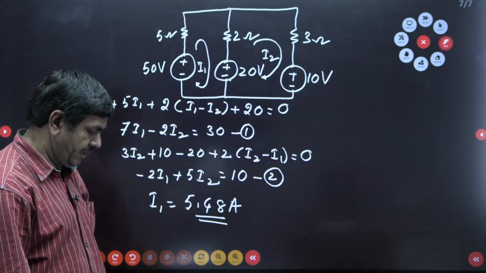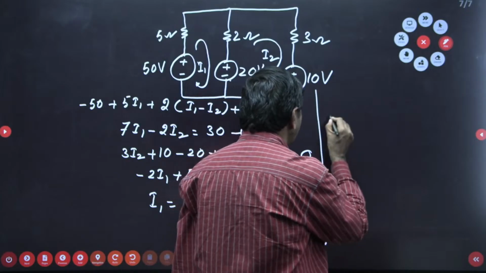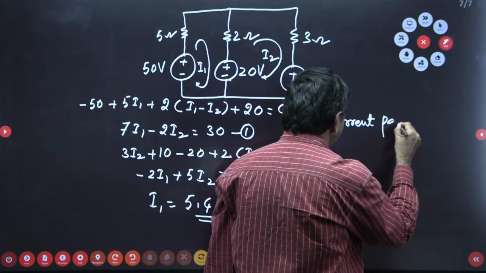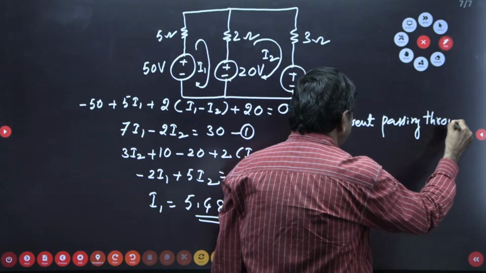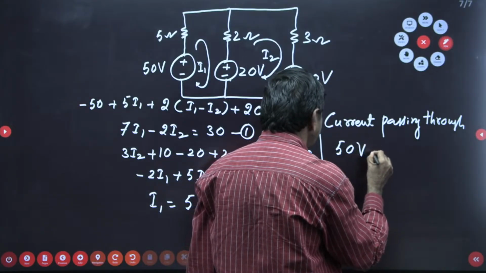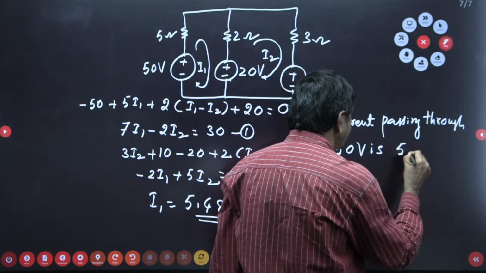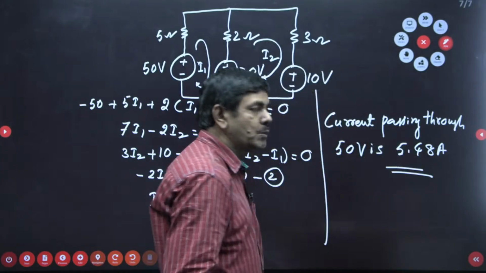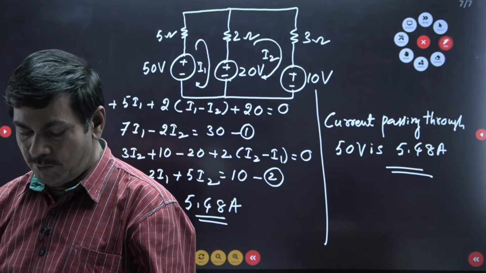That's why we can write the current passing through the 50 volt source directly. The current passing through 50 volts is 5.48 amperes. This is the solution we got by using mesh analysis. And I will give you one more question, you please try.